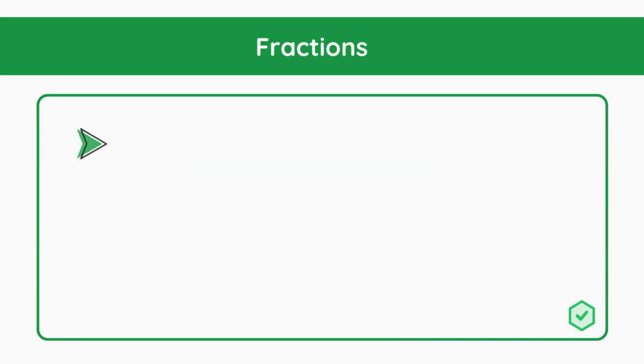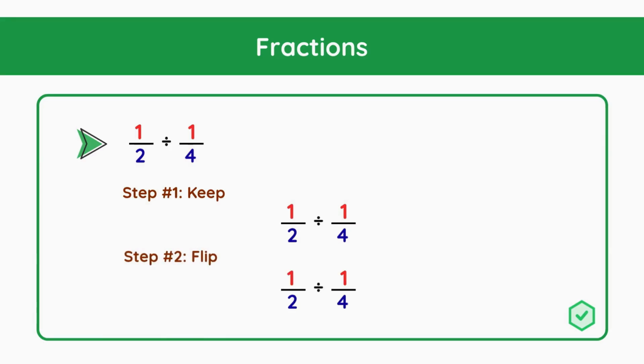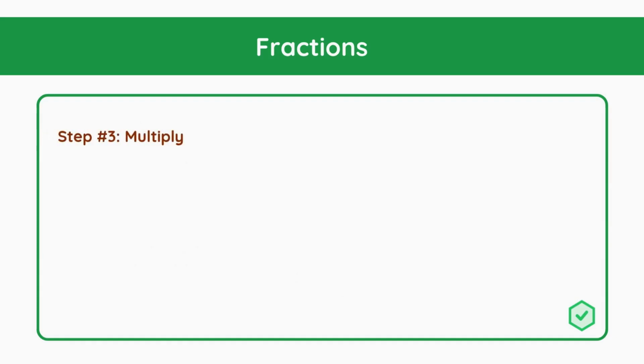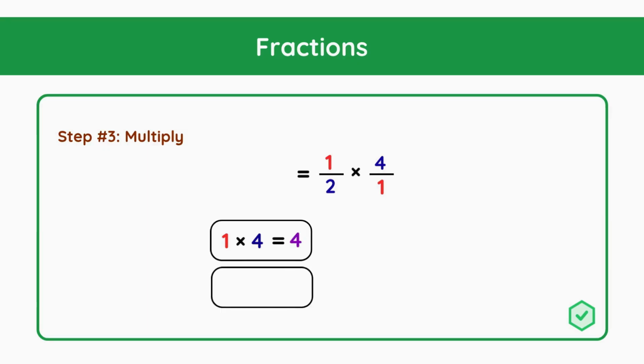Let's work through an example. 1/2 divided by 1/4. Step 1. Keep the first fraction, so 1/2 stays as 1/2. Step 2. Flip the second fraction, so 1/4 becomes 4/1. Step 3. Change the divide sign to a multiply sign. Now we have 1/2 multiplied by 4/1. Multiply the top numbers. 1 times 4 makes 4. Multiply the bottom numbers. 2 times 1 makes 2. So we get 4/2, which is the same as 4 divided by 2, and that equals 2. So 1/2 divided by 1/4 is 2.